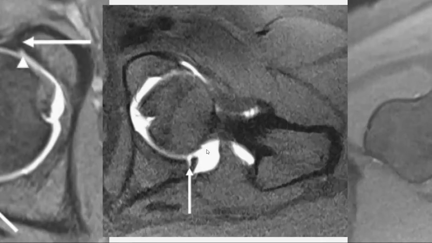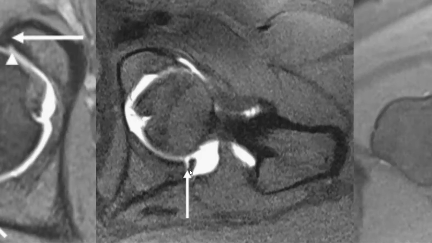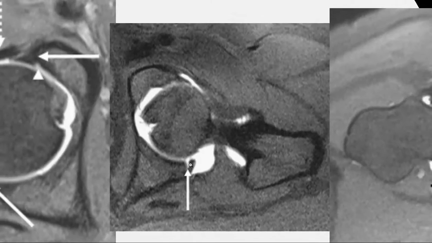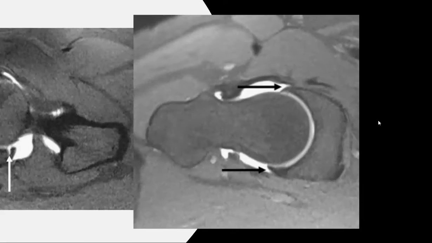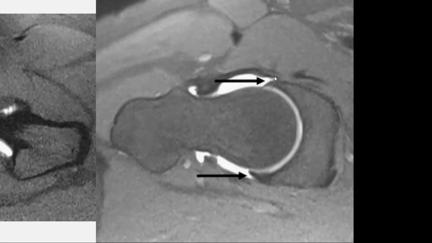Here is also another normal variant. This is a bit lower down and it looks like a tear because you can see contrast going through it, but it's actually the origin of the transverse acetabular ligament, which has a normal cleft here. Again, here's another normal variant. You might mistake it for a tear, but it's actually the joint capsule, and this is the anterior labrum, and you have a normal perilabral recess here. So it's incredibly difficult to interpret labral tears even on an MR arthrogram.